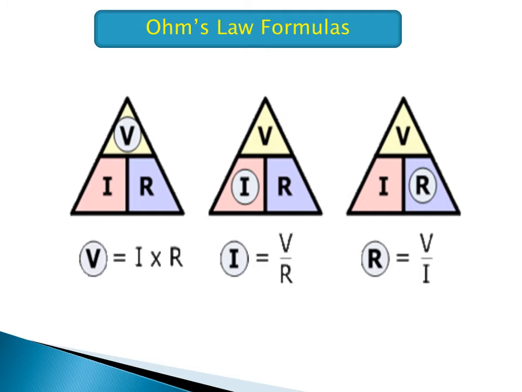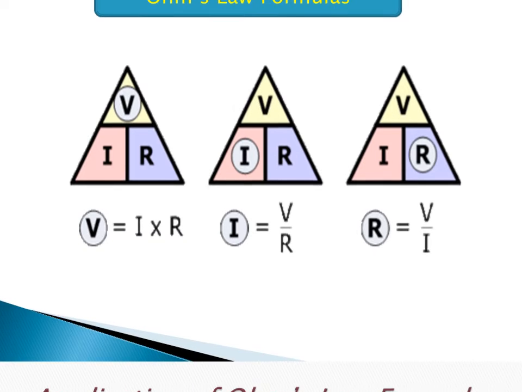In the third triangle, the resistance formula is R is equal to the upper part of the triangle, voltage, divided by the lower part of the triangle, current. That means the resistance formula is voltage divided by current.